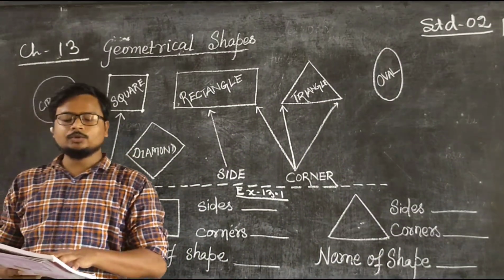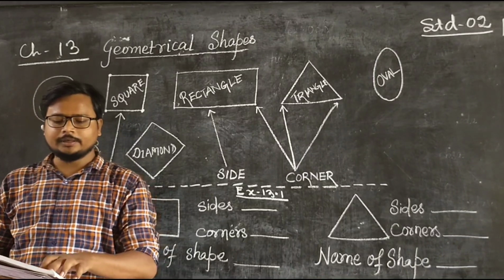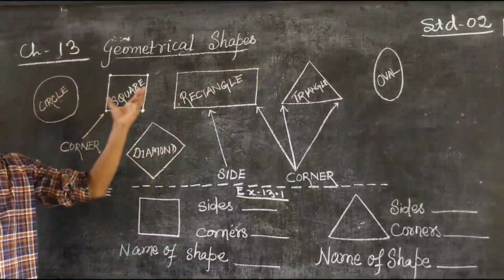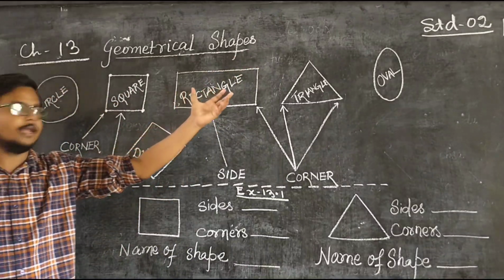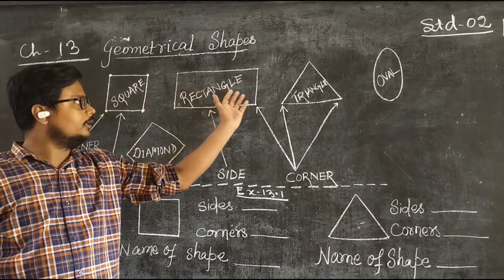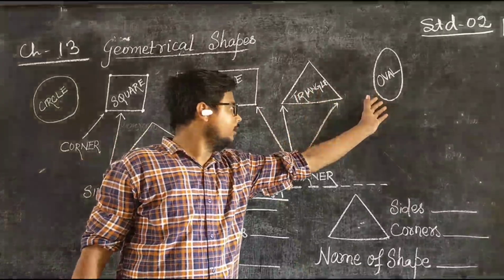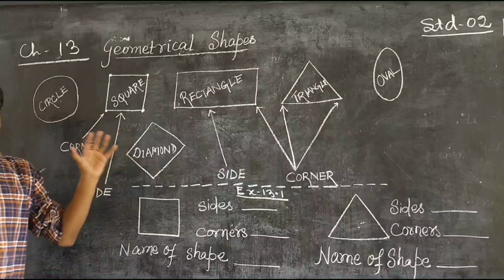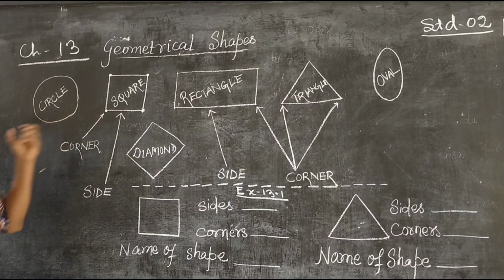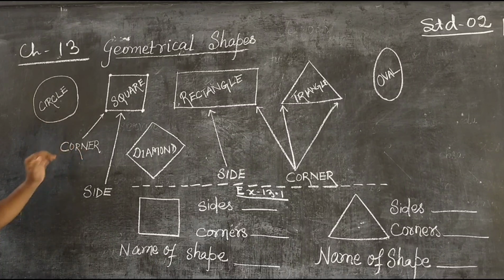So today we are going to study chapter 13, geometrical shapes. As you can see here, I have made a few shapes: circle, square, rectangle, triangle and oval. Now in this square, what can you see? You can see corners and sides.